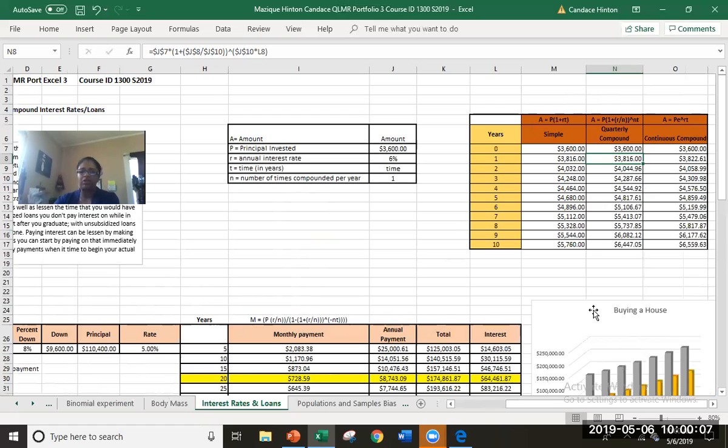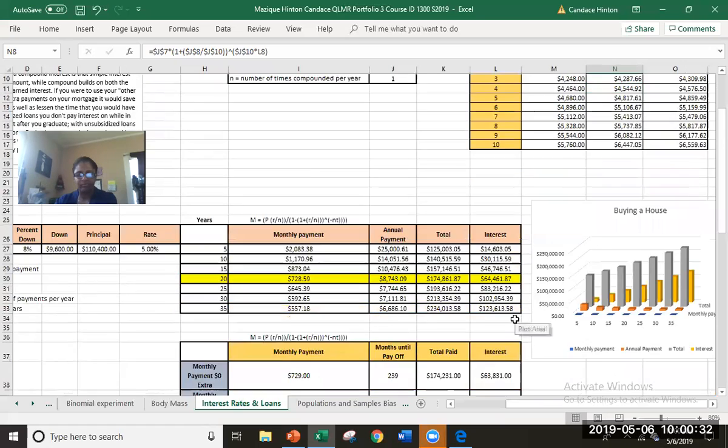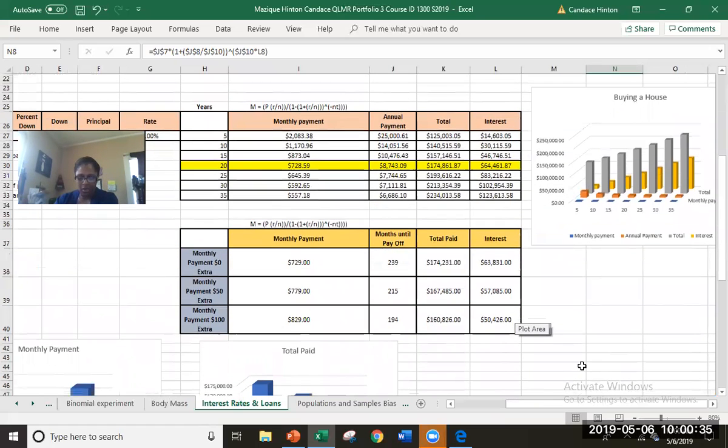So if I'm going to loan you some money and be able to get back a lot more than what I initially gave you, yes, I'm more willing to give you that. The difference between simple and compound interest is that simple interest builds only on the principal amount, while compound builds on both the principal and the previously earned interest. If you were to use your other expenses money to make extra payments on your mortgage, as we did here, it would save you money on your interest, as well as lessen the time that you would have to pay off your house. Subsidized loans you don't pay interest on while in school, and you begin payment after you graduate.